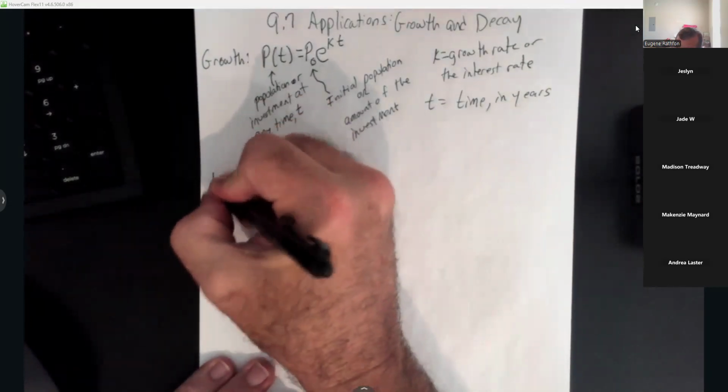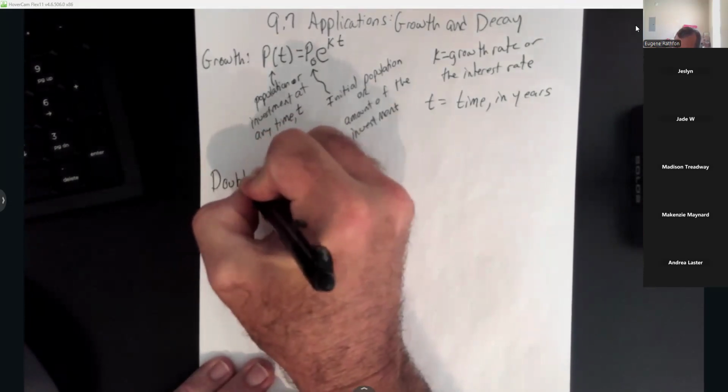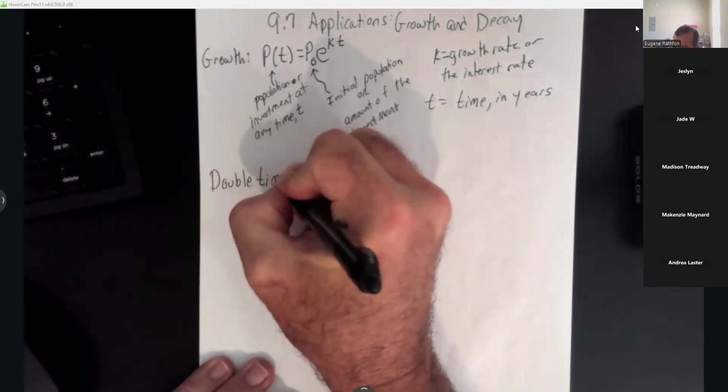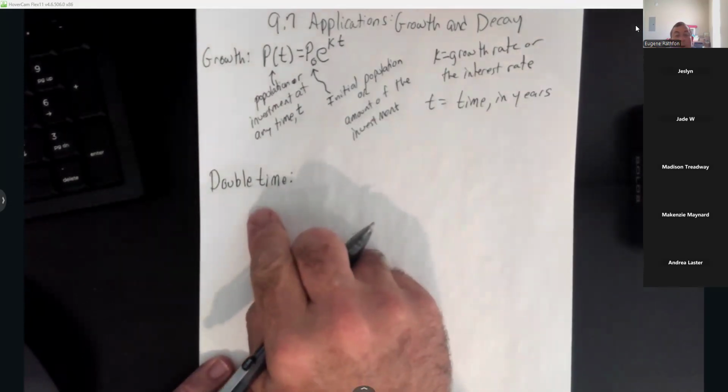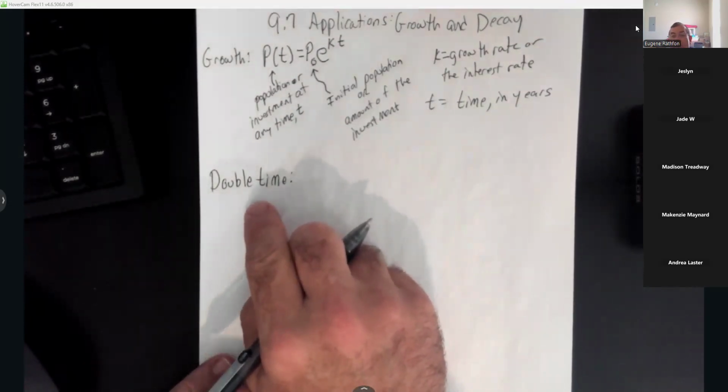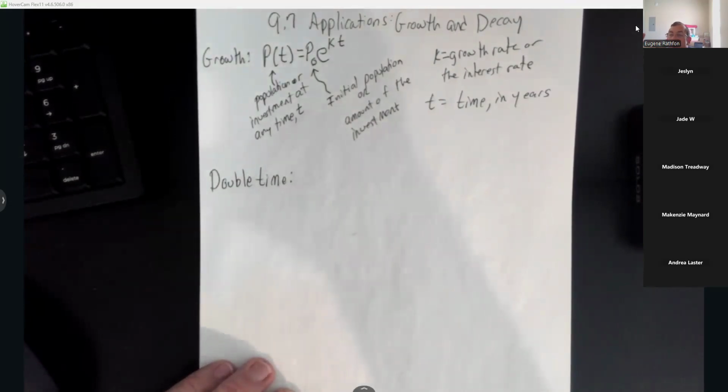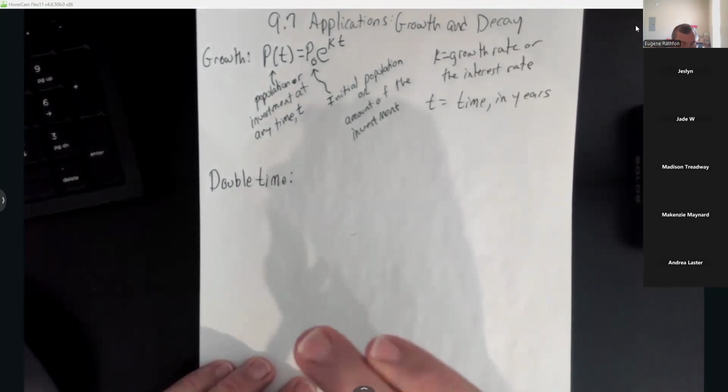All right. So some other formulas we'll see in this section. We've got a formula for what we call the double time. Double time is the amount of time it takes for your population to double or your investment to double. So say I invested $5,000 at a continuous interest rate of 5%, then the double time would be the amount of time it takes for my 5,000 to turn into 10,000, okay?